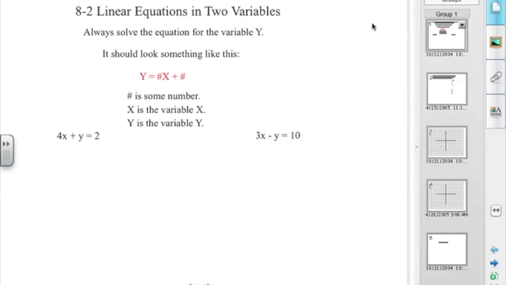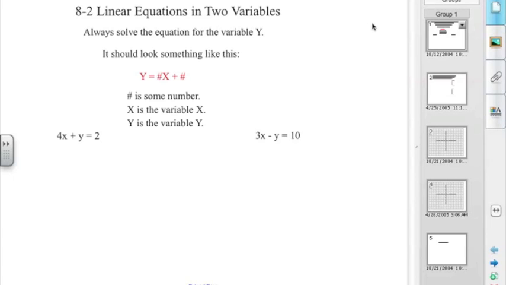8-2, linear equations in two variables. In this section, and then for the rest of the chapter, you're going to be working with equations that have two variables. They will always be an x and a y, and they will be an x and a y for a reason. As you saw in the last section, 8-1 on functions, x's and y's were coordinates for putting points on a graph. The rest of this chapter will be continuing work with solving equations to put points onto a graph. So here we have linear equations in two variables.